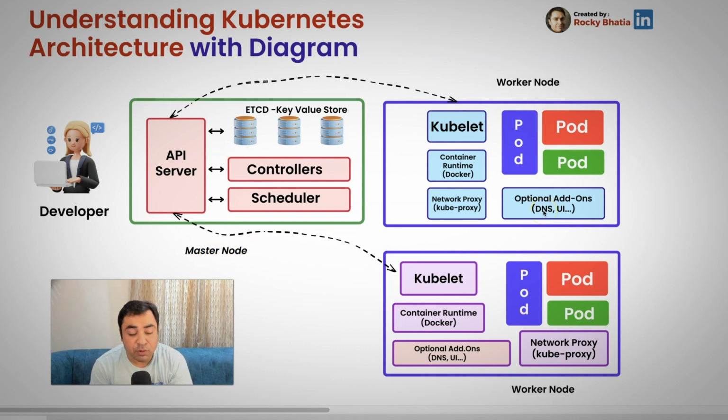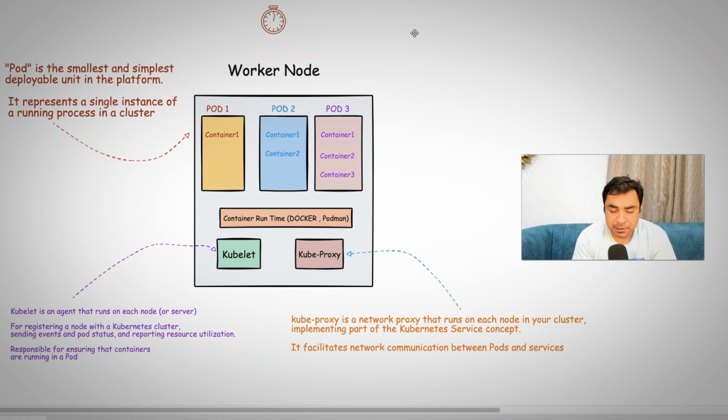Now let us try to understand the working of a worker node first and then its core components. There would be multiple worker nodes in a typical cluster. Each worker node is where the execution happens. So in our case, the actual containers would be running on these worker nodes. Now, let us try to understand the pod. A pod is the simplest and smallest deployable unit in the platform.